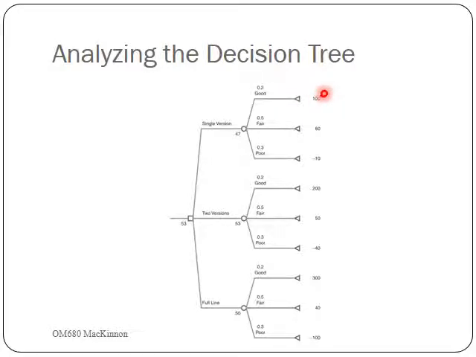So we have a 100 payoff, but the probability is only 0.2. So 100 times 0.2 plus 60 times 0.5 plus minus 10 times 0.3 gives us an expected payoff of 47. Down here it's 53. Down here it's 50. So obviously we want to choose 53. We want to choose two versions. So we come back here and this is our expected payoff. We've just rolled back the tree.